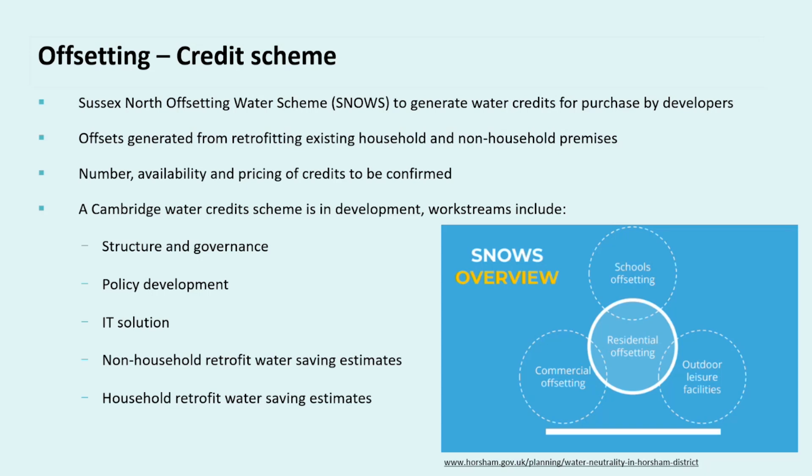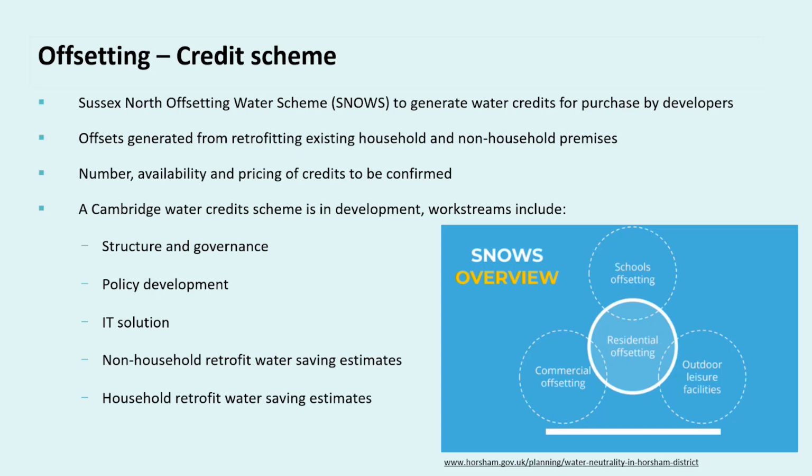Next slide, please. So if retrofitting isn't appropriate, or it provides insufficient benefits, or it can't be done by an individual developer on their own, it may be possible to purchase water credits. And this is the simplest and easiest way to offset a development, assuming that credits are available, but it is also very costly. The SNOWS credit scheme in Sussex North, the Sussex North Offsetting Water Scheme, is in development, and it has been in development for about 2 years now. And they are anticipating commencing credit sales in December this year. So the scheme is initially based on retrofitting existing council housing properties, but will then extend to non-households as well.